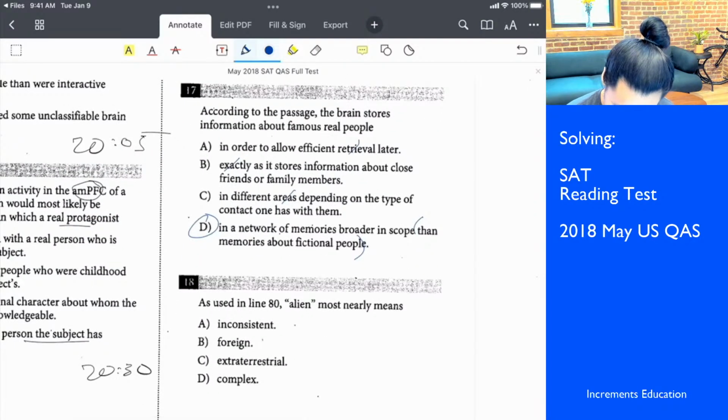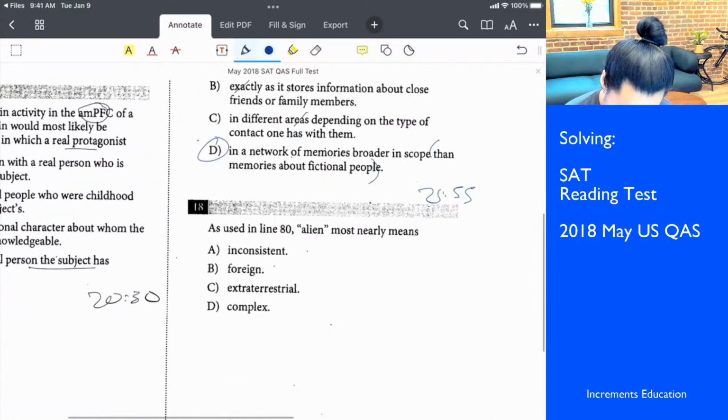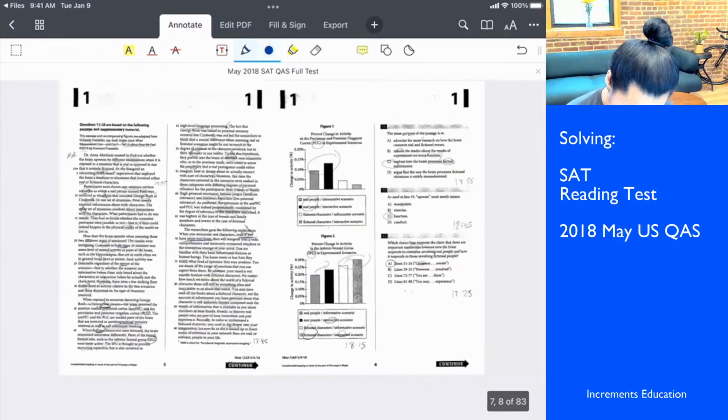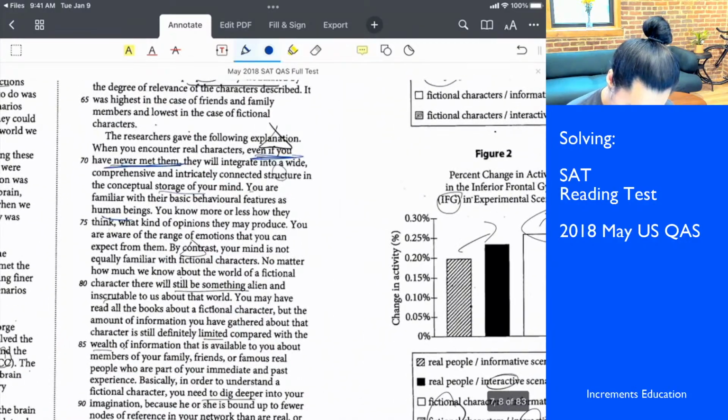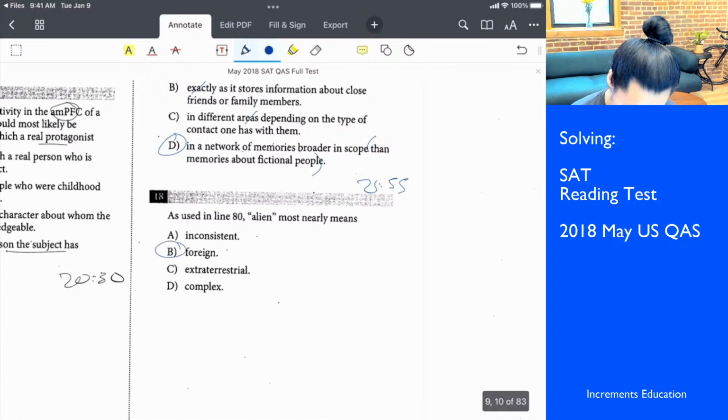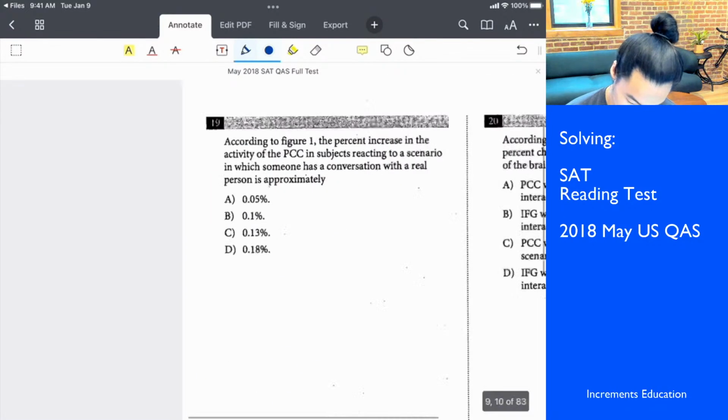That one, I couldn't get exactly what this was, so I'm going to come back to this in a sec. Line 80, alien, must really mean probably like foreign. Let's see. Something alien to us, something foreign to us, something that we're not fully aware of.